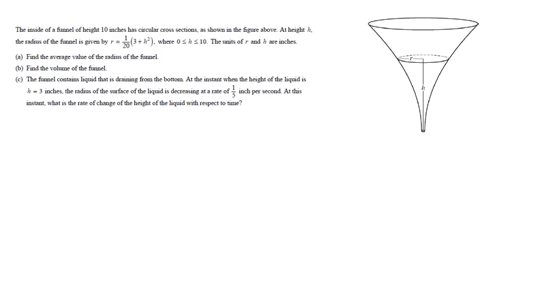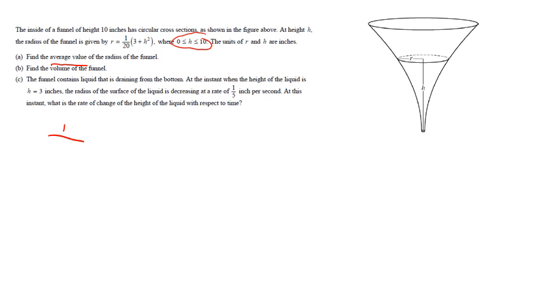Okay, so it says the inside of a funnel of height 10 inches, so the height of our funnel is 10 inches from the top to the bottom, has circular cross sections as shown in the figure above. At height h, the radius of the funnel is given by that equation. The units of r and h are in inches. Part A, we want to find the average value. Okay, well, I know the formula for average value. We want to find the average value of the radius of the funnel. Okay, well, my interval here is given by the interval on the height. So that says from 0 to 10.